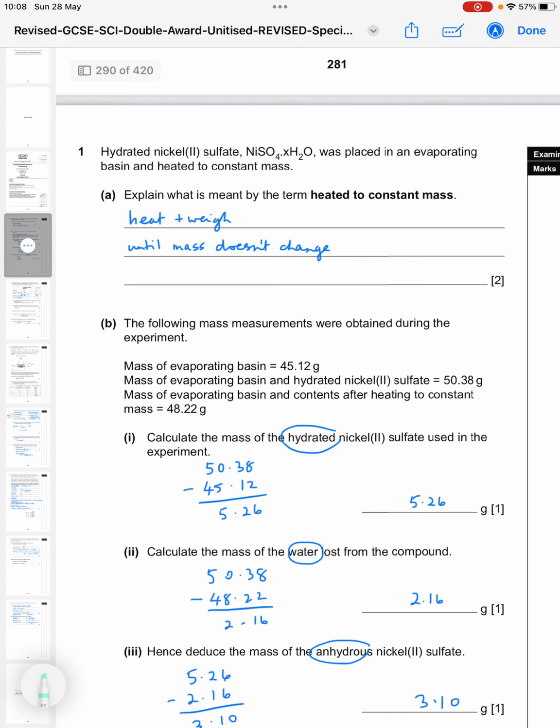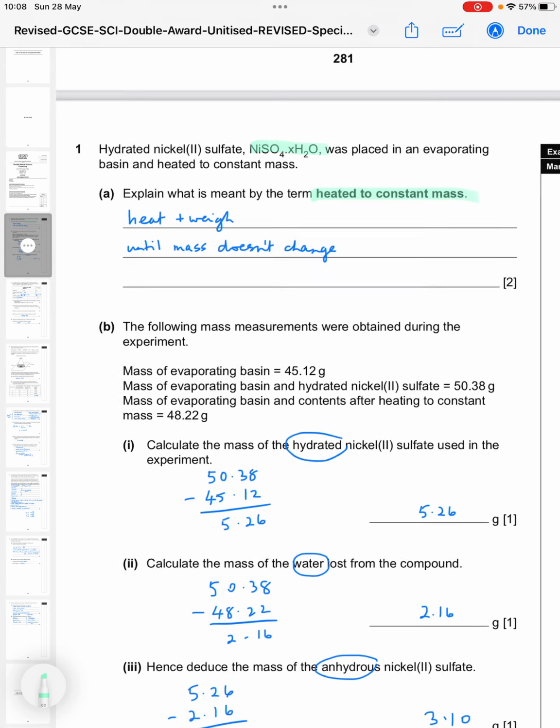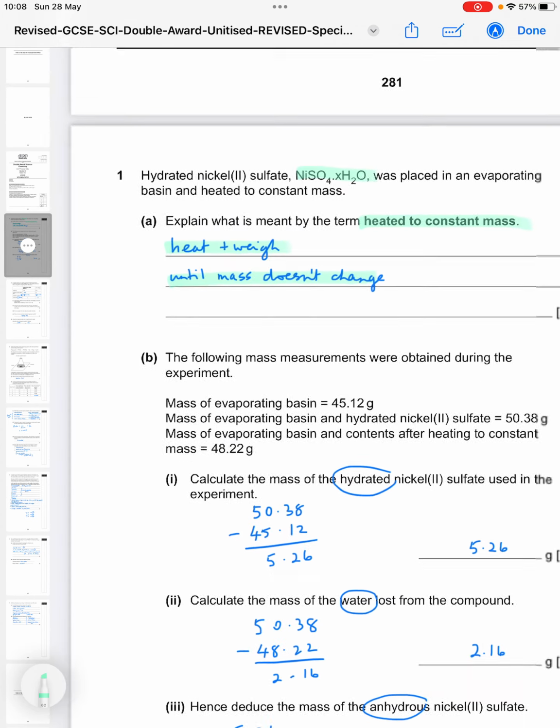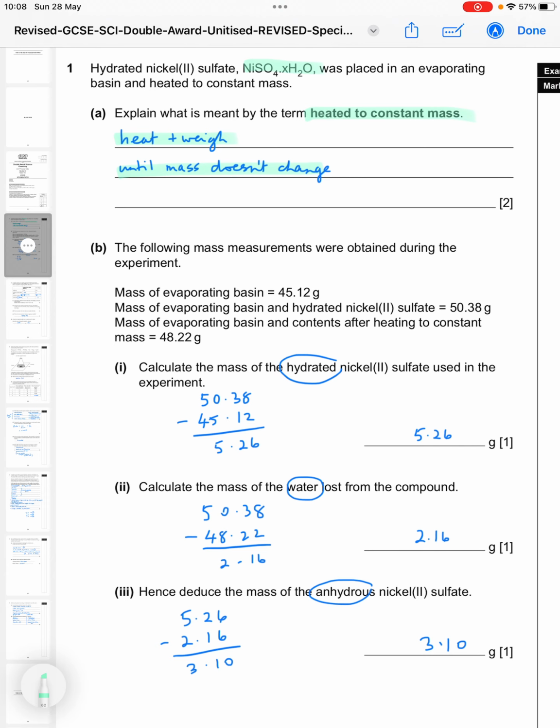So question 1, hydrated nickel(II) sulfate, NiSO4.xH2O, was placed in an evaporating basin and heated to constant mass. Explain what's meant by the term heated to constant mass. So they're looking for two things: heat it and weigh it, and then repeat until the mass doesn't change. 2 points there for those.